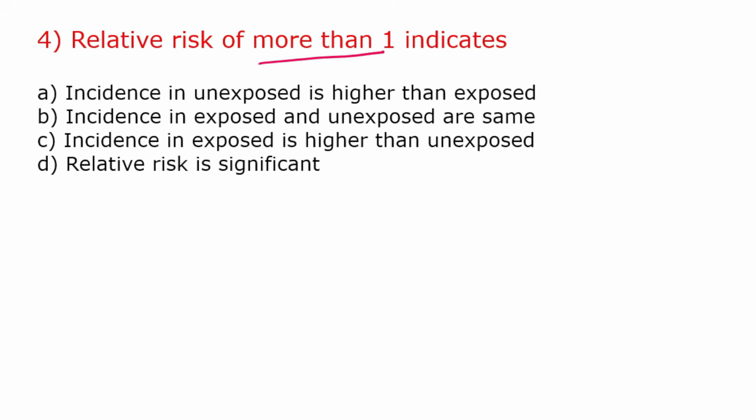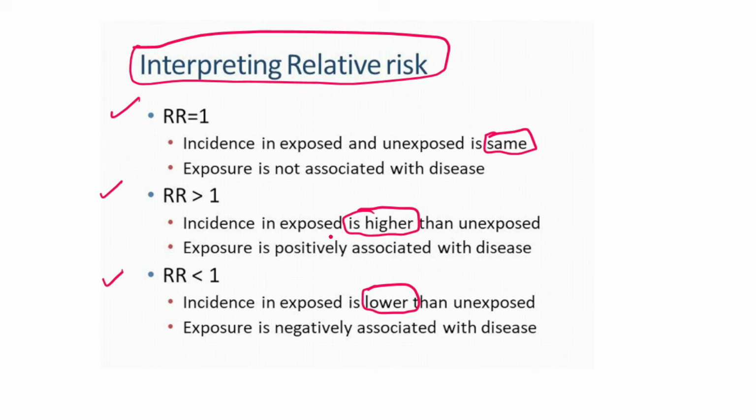So we have taken the answer that the RR more than 1 means the incidence in the exposed is higher than the unexposed. So please remember the question, this chart, and the answer for this question. Also to mention that if the relative risk is equal to 1, then it implies that the exposure is not associated with the disease. If the relative risk is more than 1, then it implies that the exposure is positively associated with the disease.